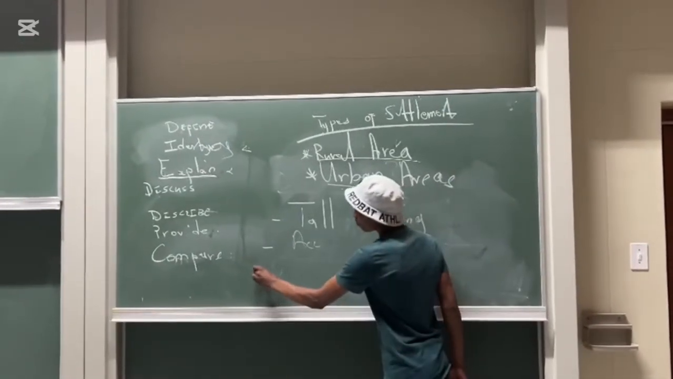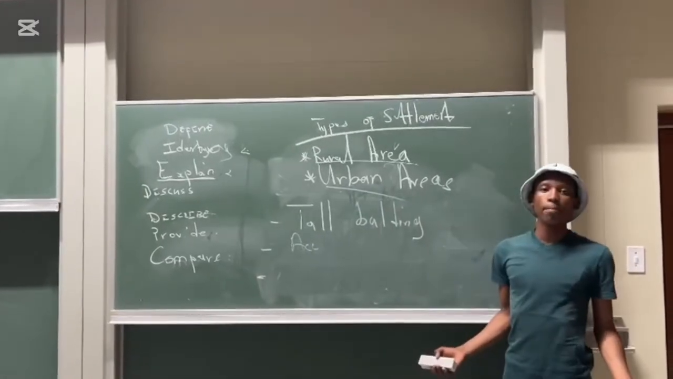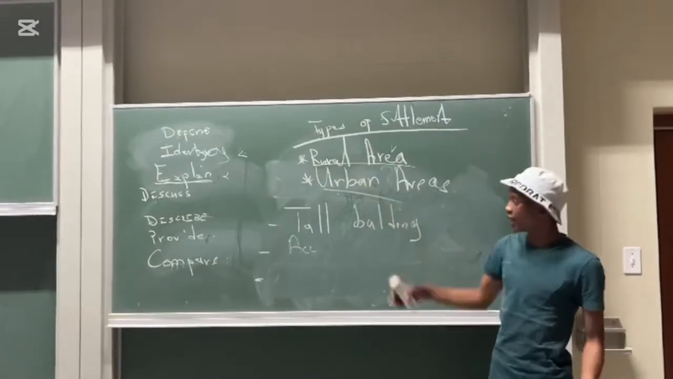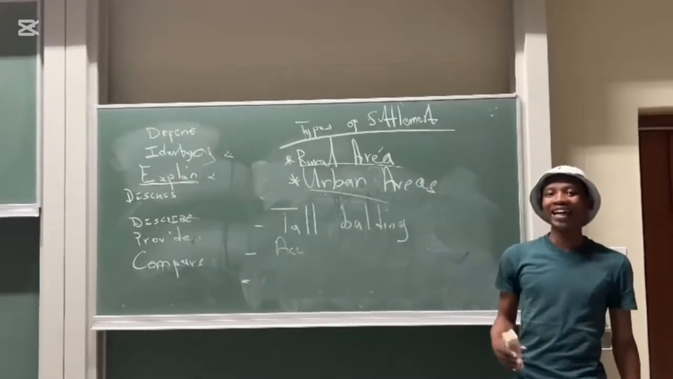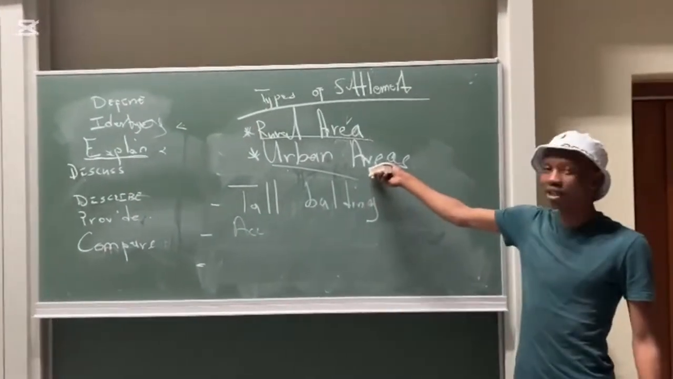Also, offices and businesses are there, meaning many people work in urban areas. And there is a large population, meaning there is a large number of people who live in urban areas compared to rural areas.